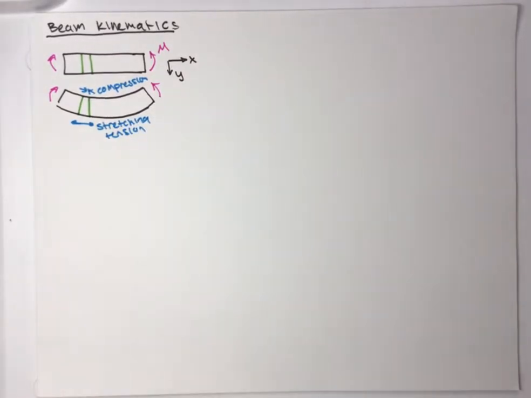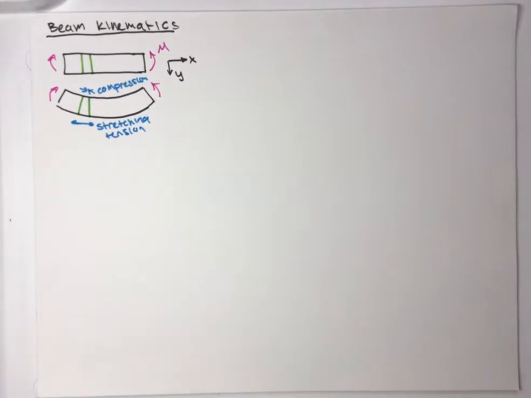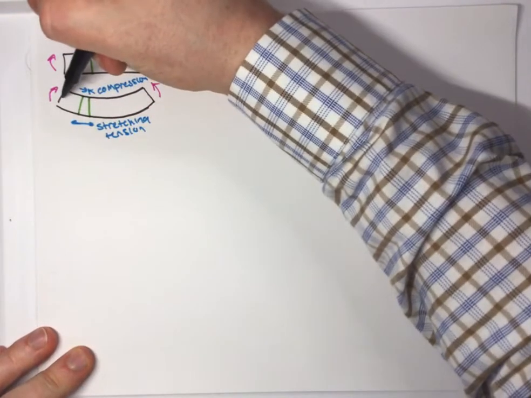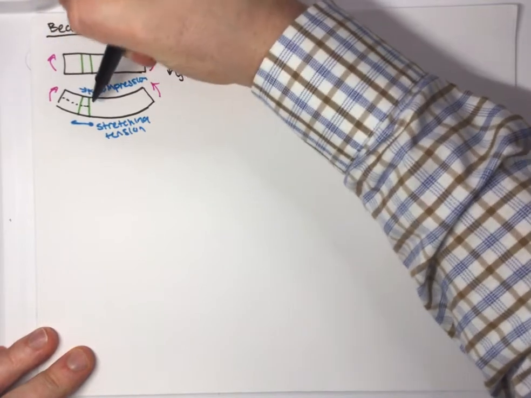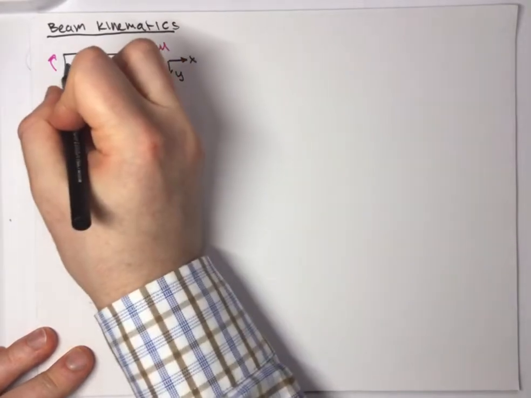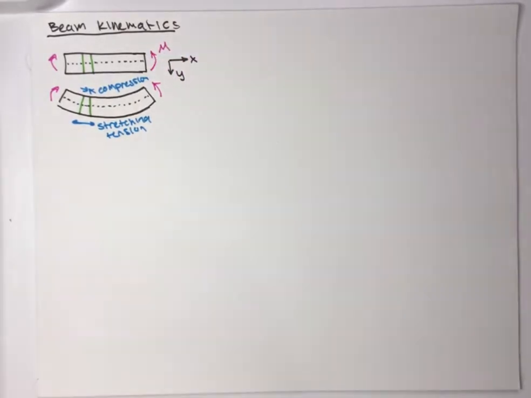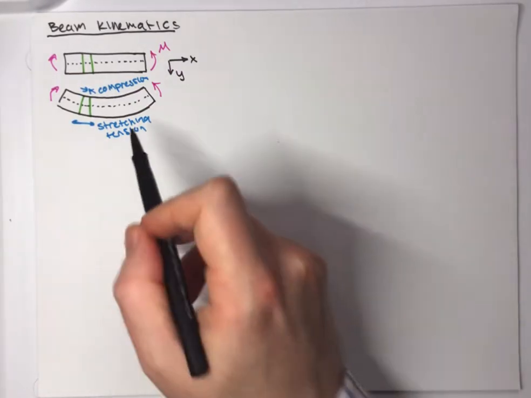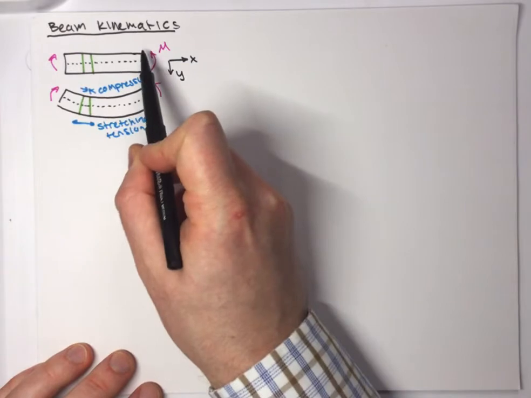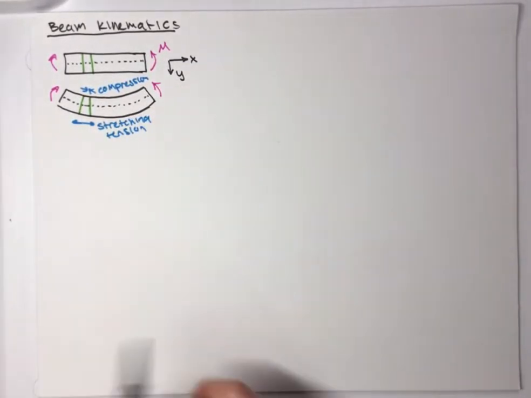And if we have compression at the top and we have tension at the bottom, that means that somewhere in between there must be no stretch at all. And so I'm going to draw that line with my dots here. And it turns out that that location is going to be the centroid of the cross section. And so we'll show that later, but for now I'm going to assert without proof that at the centroid of the cross section we don't have either compression or tension once we're in the deformed configuration.